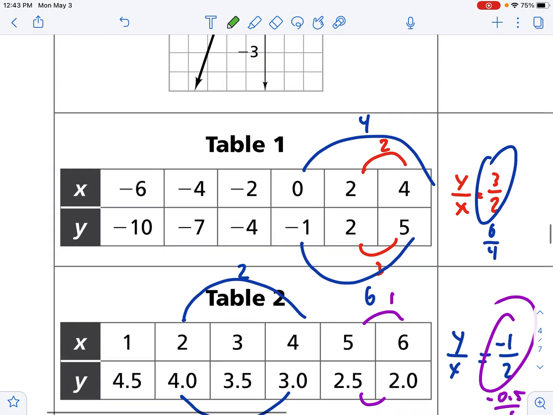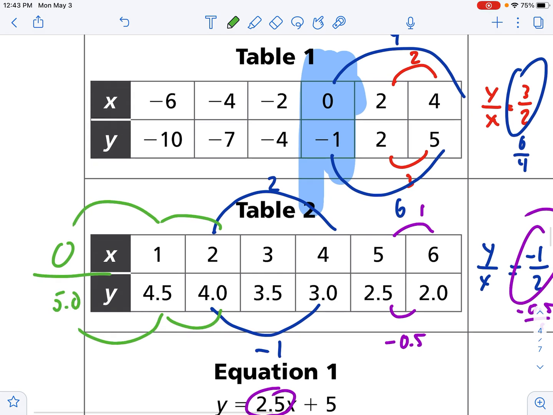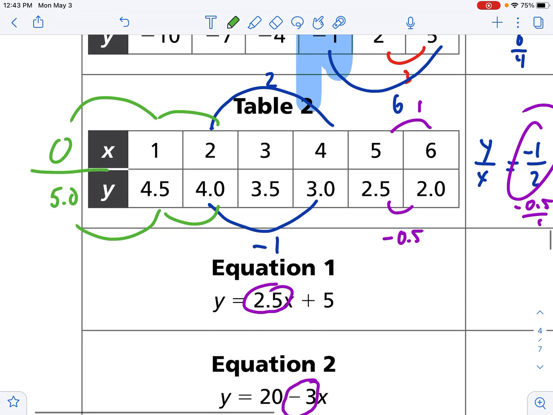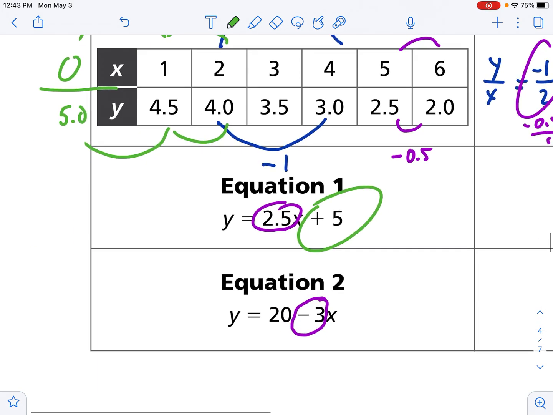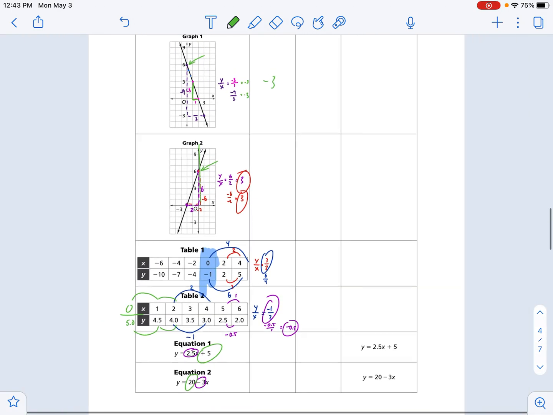The y-intercept is where x is 0, so that's going to be this guy right here. On table 2, we don't have where x is 0, but I can find it if I just follow the pattern and keep going. It's increasing 1 each time, so actually it's 5. And the y-intercept is right there, and the y-intercept is positive 20. So once you have your y-intercept and once you have how much it's changing, you can build your equation.